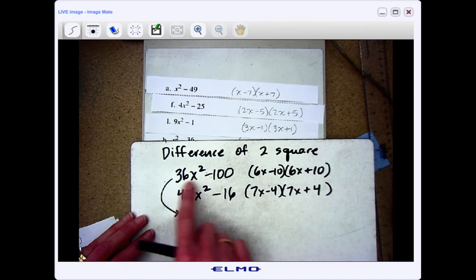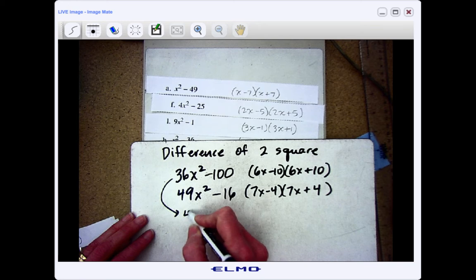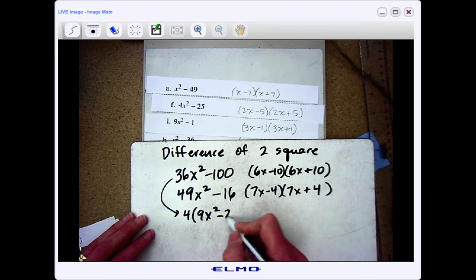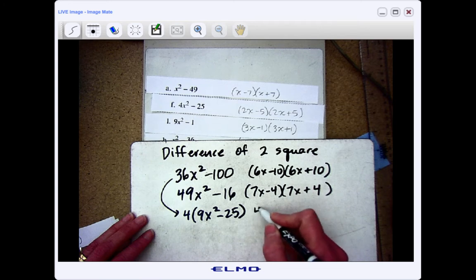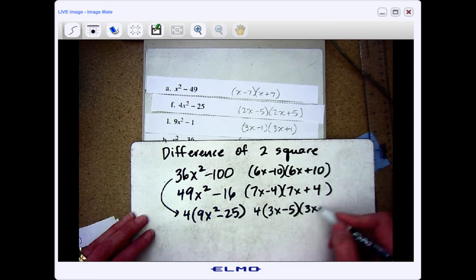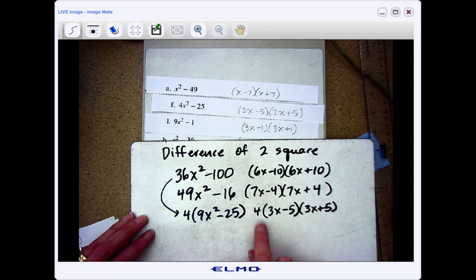What is the common factor in both of these things that we should have looked for first? 36 and 100, do you think 4? That will give me 9x squared minus 25, and now I've got perfect squares here. So if I want this factored completely, this would be 4 times (3x minus 5) and (3x plus 5). I took out that lurking factor of 2 from each of those and got the 4 here. So, difference of two squares.